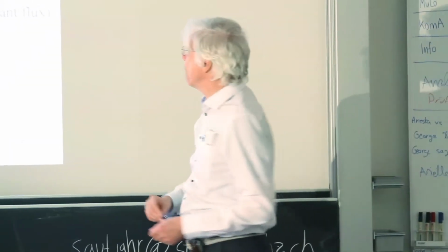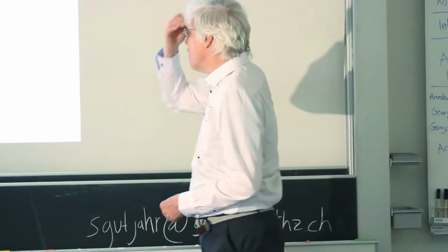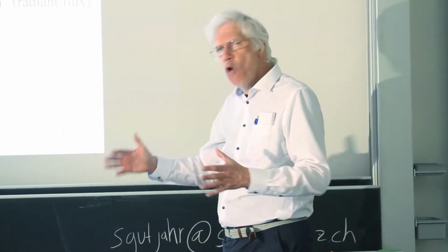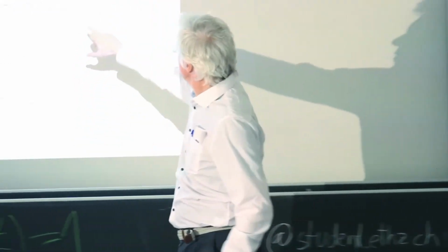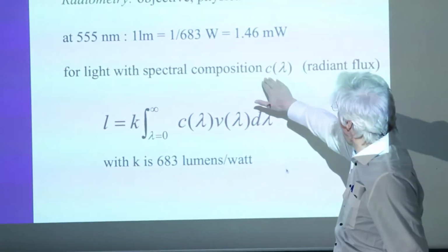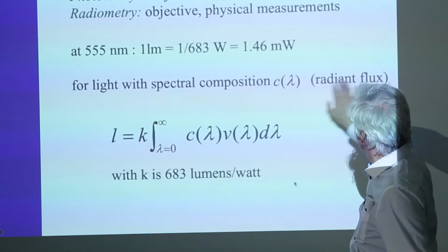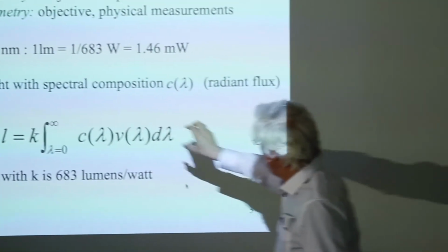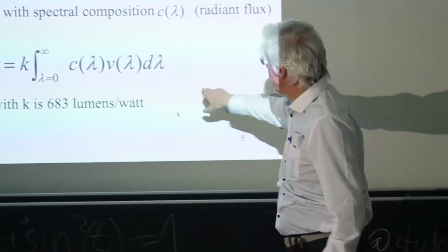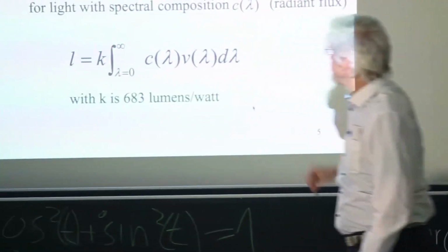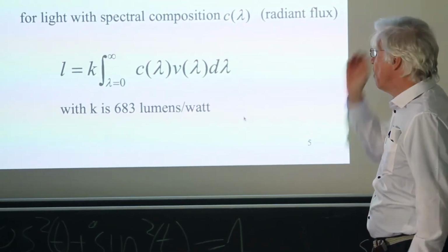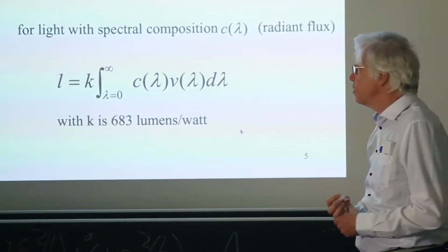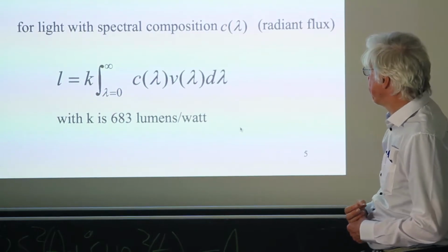Well, suppose we have not a monochromatic source in this case, but we have this general light source with a distribution of power over different wavelengths, C of lambda. So this is power for each wavelength, radiant flux actually. Then you can plug that into this integral and calculate the number of lumens, the intensity, the brightness a human perceiver will get from that.